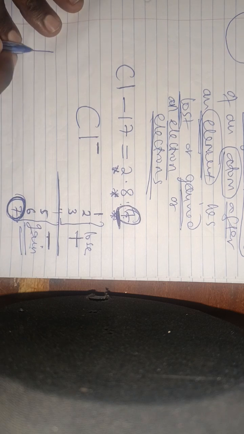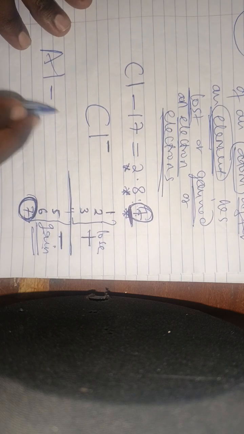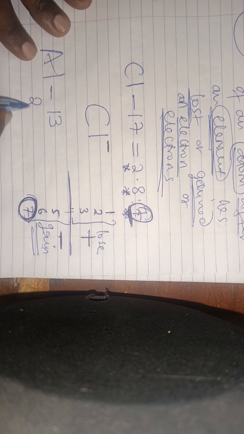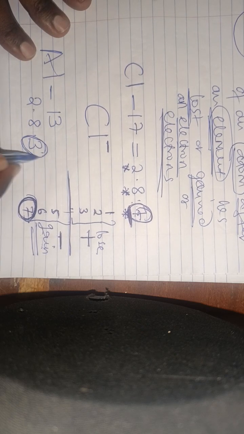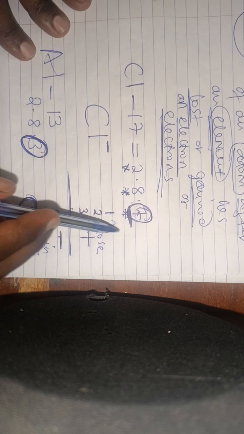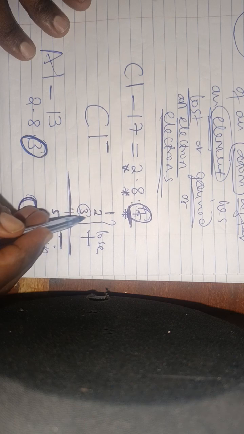Okay, I may have an element like aluminium, which is number 13. The electron arrangement is 2, 8, 3. So let's look at the outermost, 3. So if there's 3 here, let's go to the scale. Where is 3 existing? 3 is here.